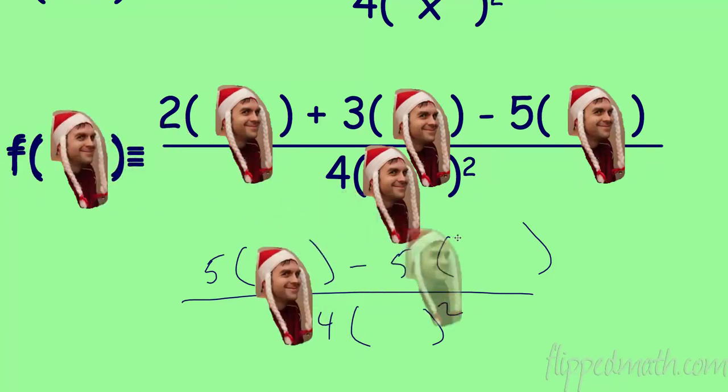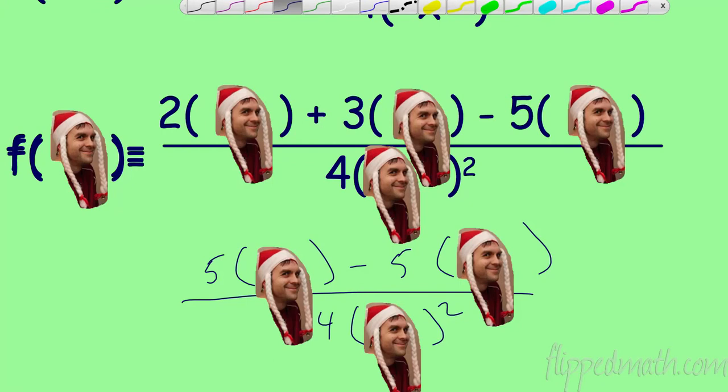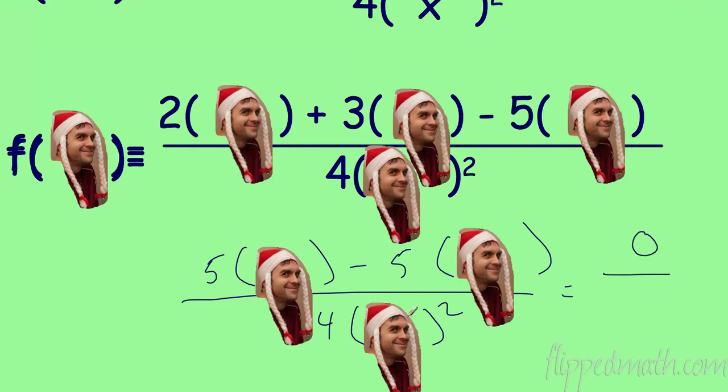Mr. Kelly doesn't want to cooperate, just like always. Now check it out. Let's see what we can do. 5 Kellys minus 5 Kellys, well that is 0 Kellys, which is the same thing as just 0, right? And does it matter what 4 Kellys squared is? It doesn't matter. It could be blah, blah, blah, because 0 divided by any number is 0.